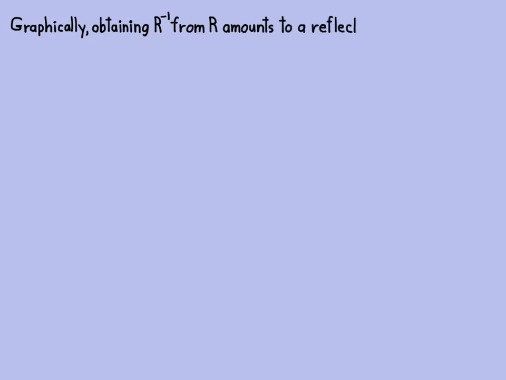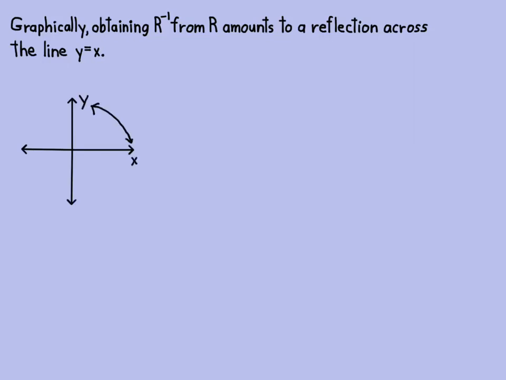So we want to understand how R and R inverse are related graphically, and that's what this video is about. Graphically, obtaining R inverse from R amounts to a reflection across the line x equals y, or y equals x, if you will. That's the 45-degree line that splits quadrant 1 into 2 equal halves.